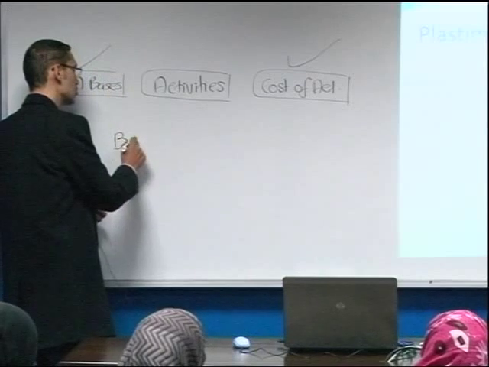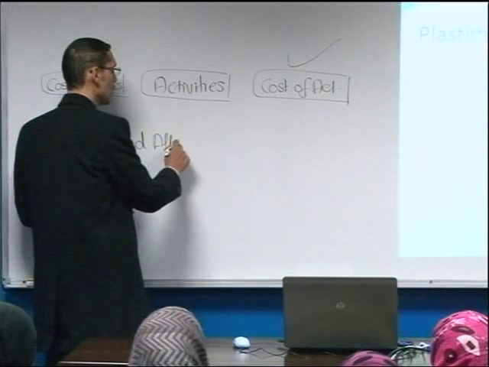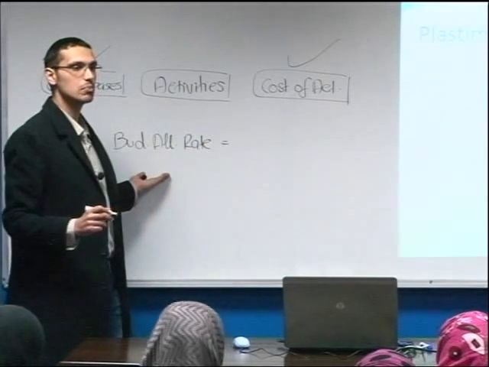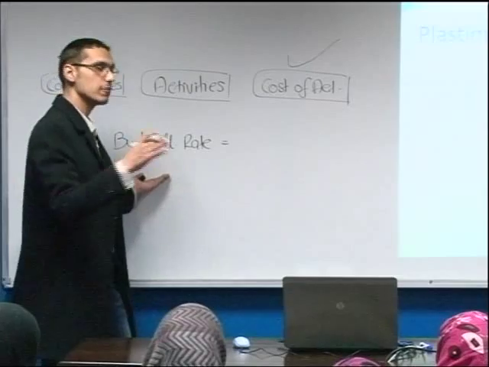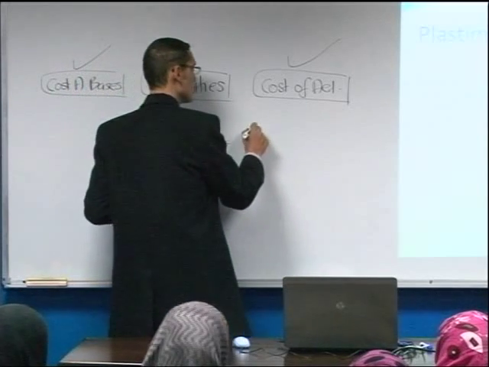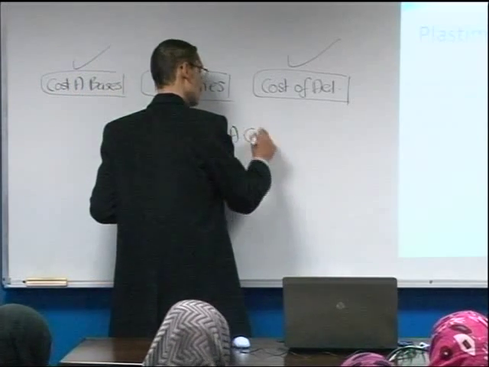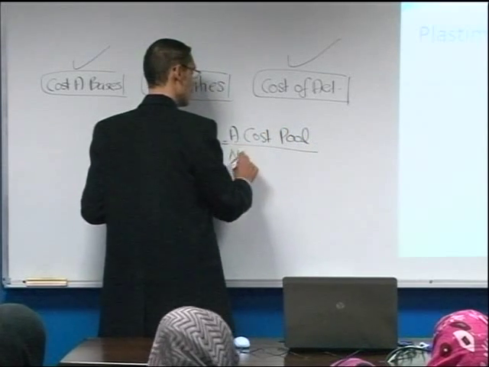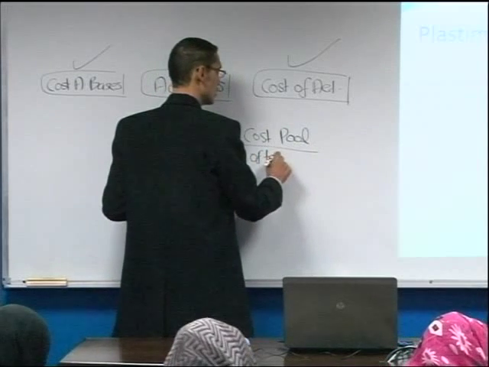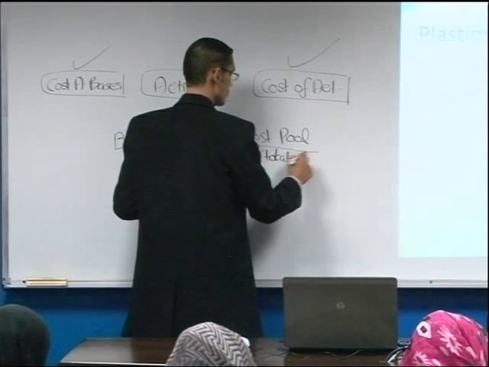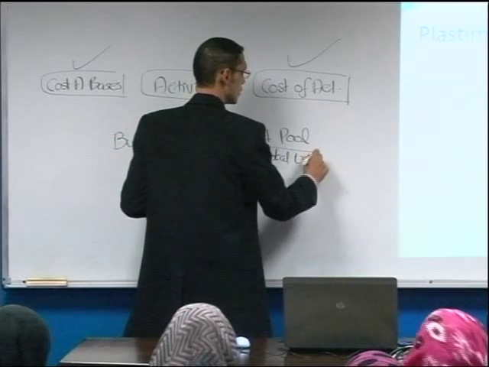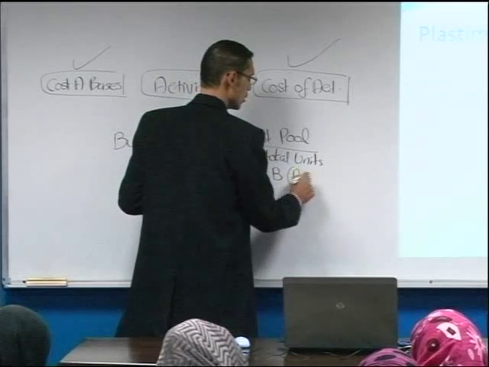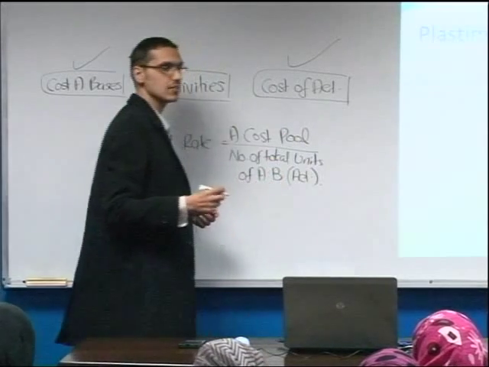We calculate the budgeted allocation rate. Of course, the budgeted allocation rate would be calculated according to the following equation, which is the cost pool, or the activity cost pool, divided by the number of total units of the allocation base, of course, for the same activity.